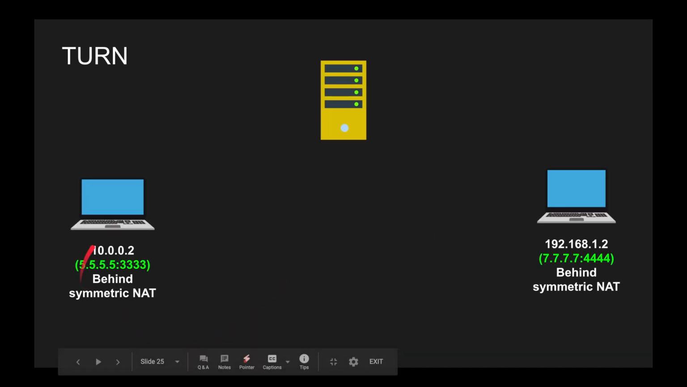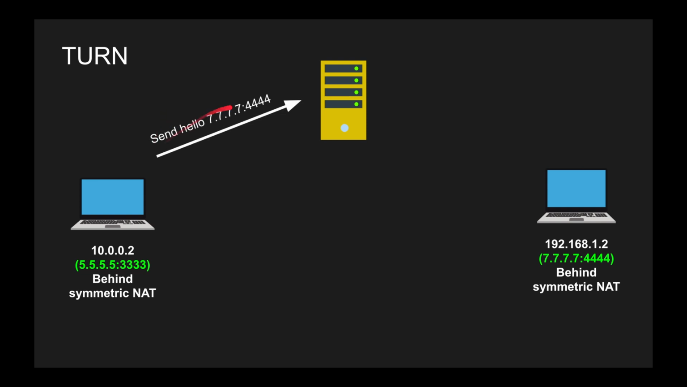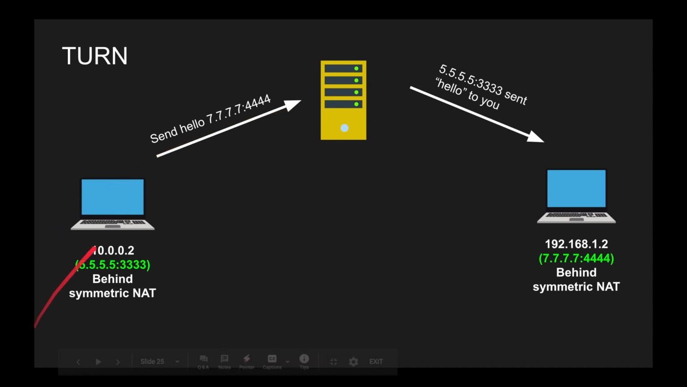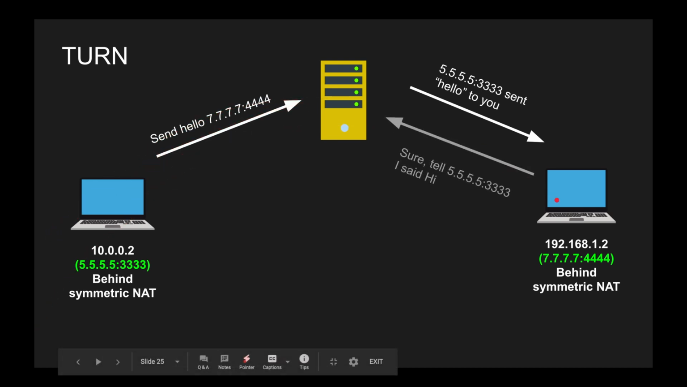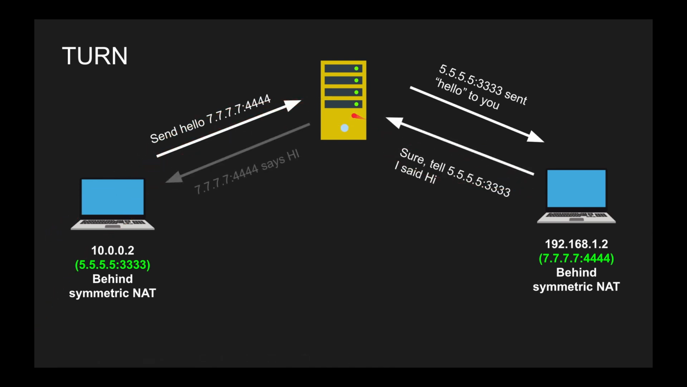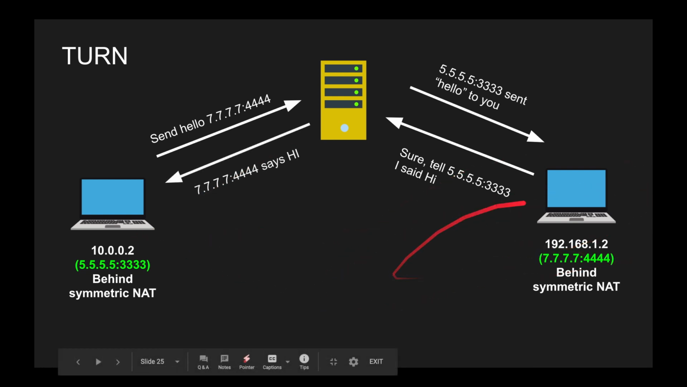Here's an example of TURN. So I am 555333 behind a symmetric NAT. I'm also behind a symmetric NAT, and it says, hey, send hello to 7744, please. And this TURN server is going to send that information to that peer. Why? Because they already established a trusted NAT-safe communication between them, and this does the same thing. So I can respond back to you, and you can respond back to me. Nobody's communicating directly. They all go through this TURN server.